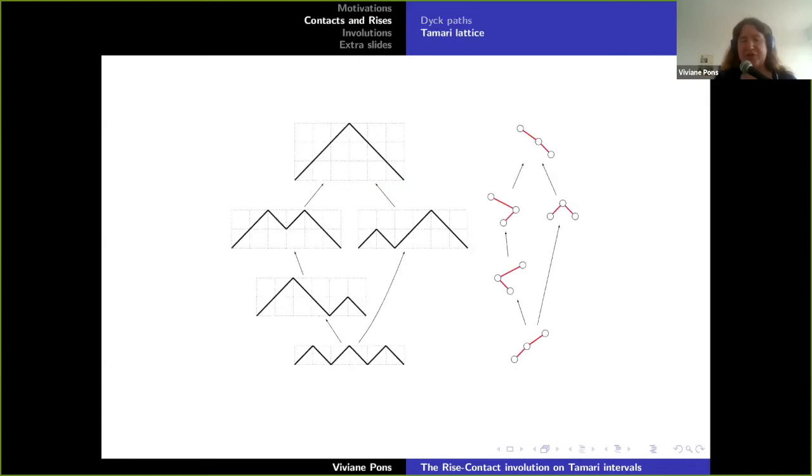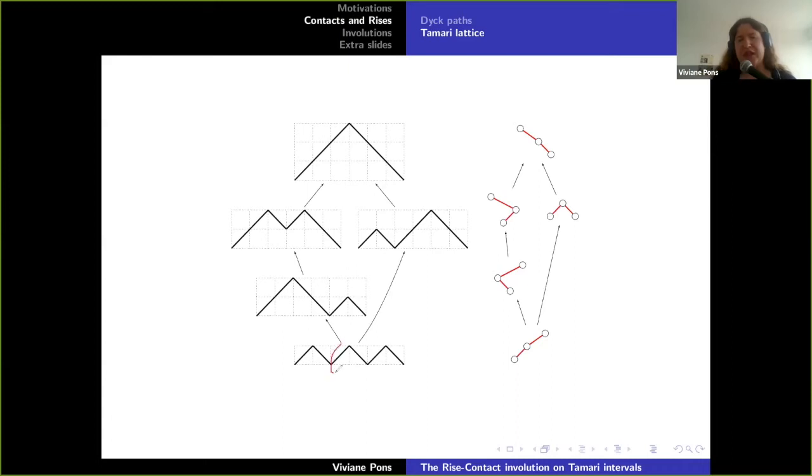To do that, I need to define a little bit what a Tamari lattice is. The Tamari lattice is a lattice that you can define mostly on Catalan objects. It has many different definitions depending on what your favorite Catalan object is. Here I'm going to show you on Dyck paths and binary trees. I'm going to give you the definition on Dyck paths. The cover relation is called a rotation.